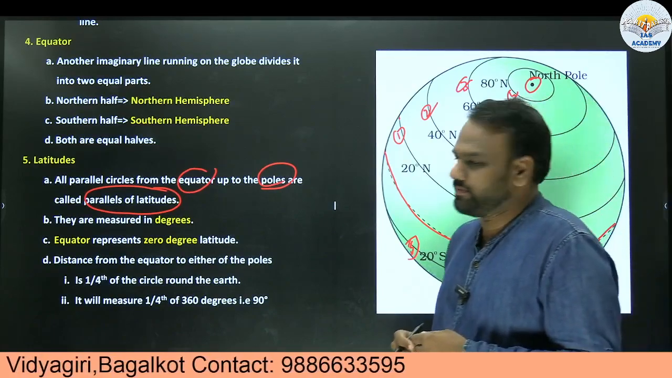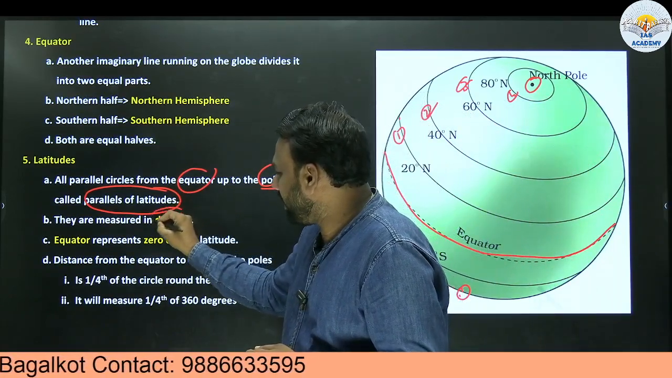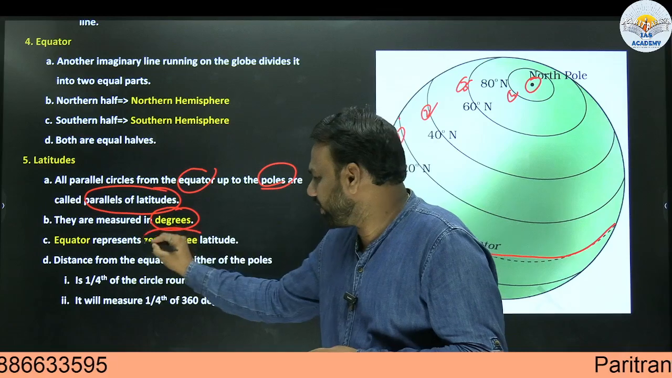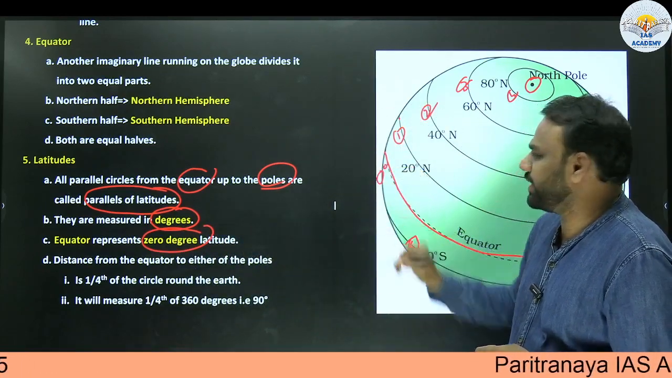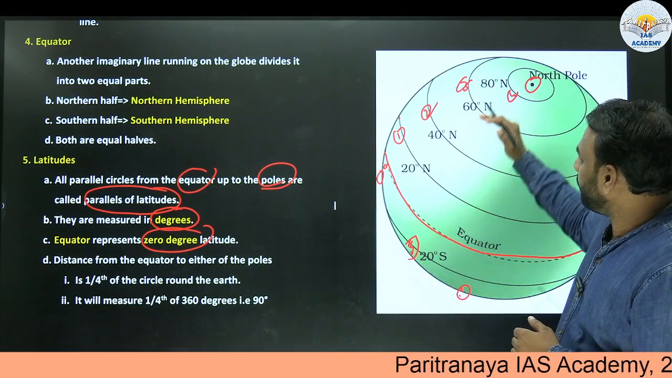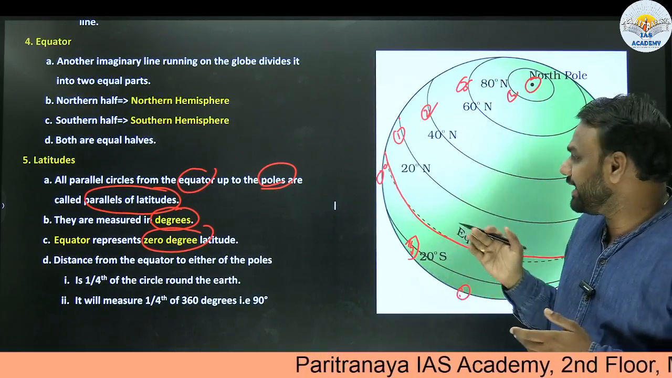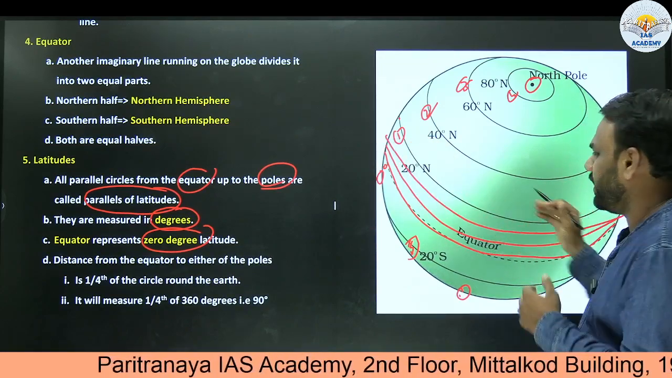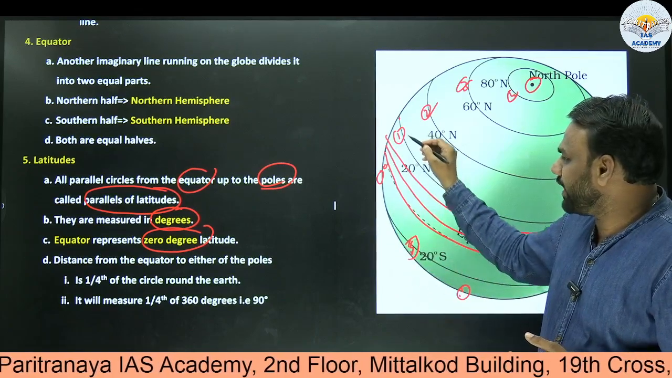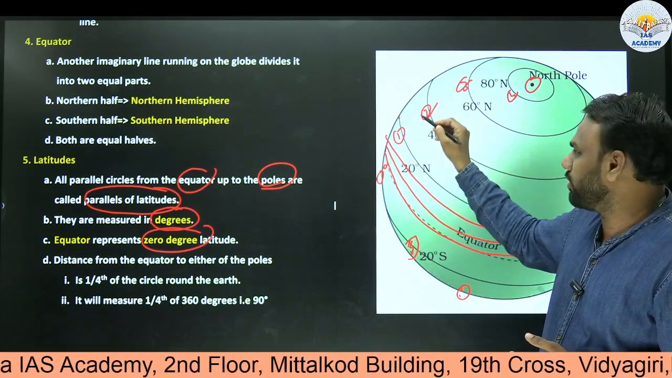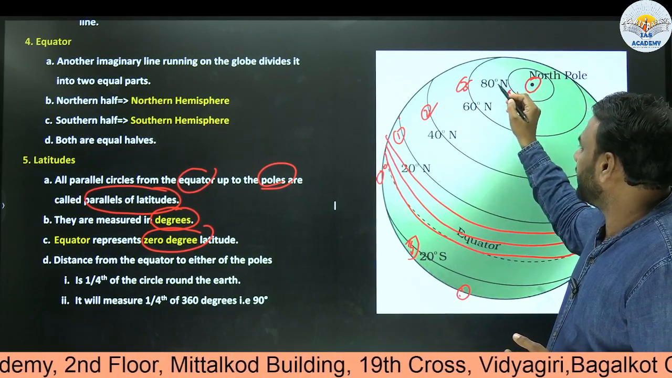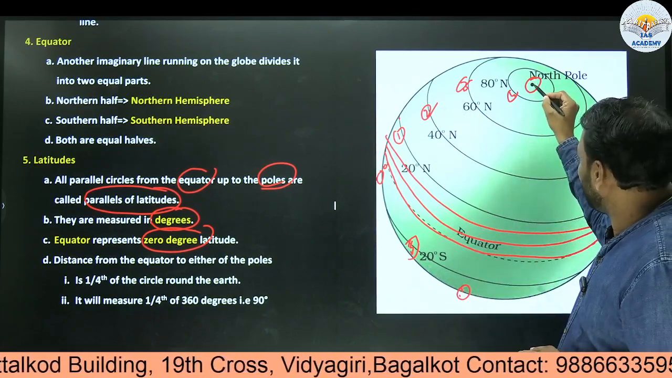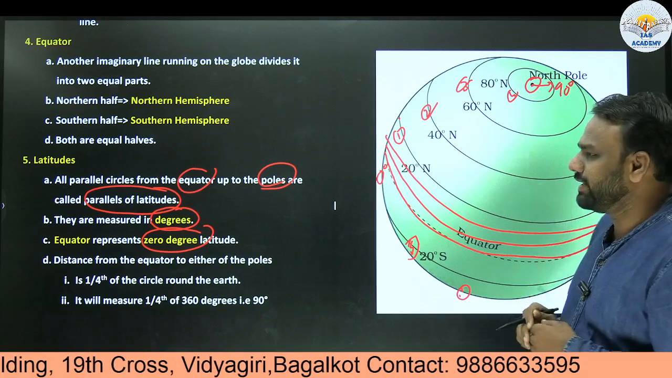Next, they are measured in degrees. These parallels of latitude require measurement, right? So they are measured in degrees. The equator represents 0 degree. As we move towards the poles, the degree increases. The next circle is 1 degree, next 2 degree, 3 degree, 4 degree and so on. We have shown here 20 degree, 21, 22, 23 and so on, 40 degree, 60 degree, 80 degree, 81, 82, up to 90. So this north pole will be 90 degree.